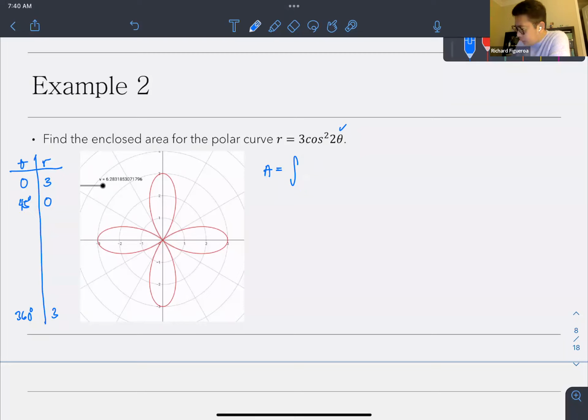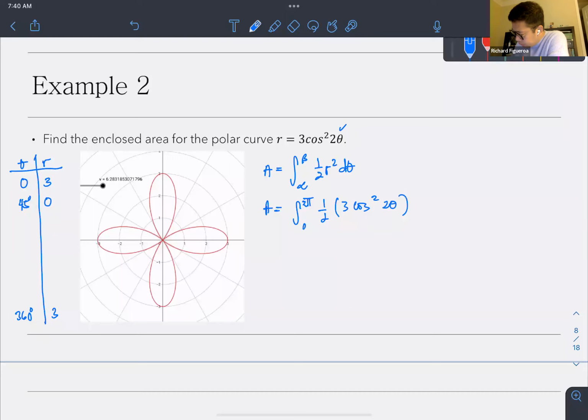Formula muna nga para from alpha to beta, so 1/2 r squared d theta. So that would be from 0 to 2 pi, 1/2, our r is 3 cosine squared 2 theta, then square it, so 3 cosine squared 2 theta d theta. So from 0 to 2 pi, so that will be 1/2, so that is 9, then cosine to the 4th 2 theta d theta.